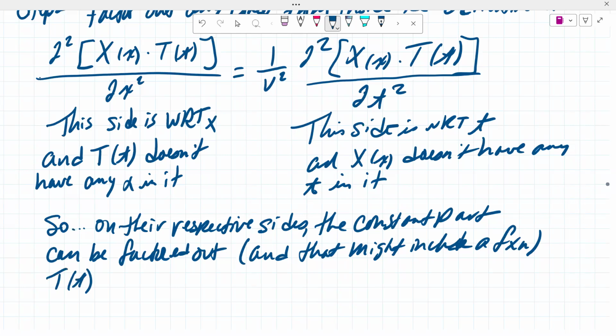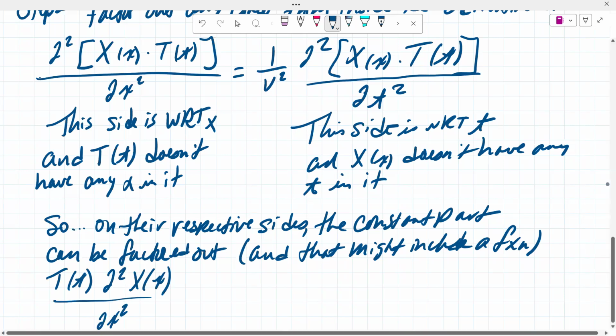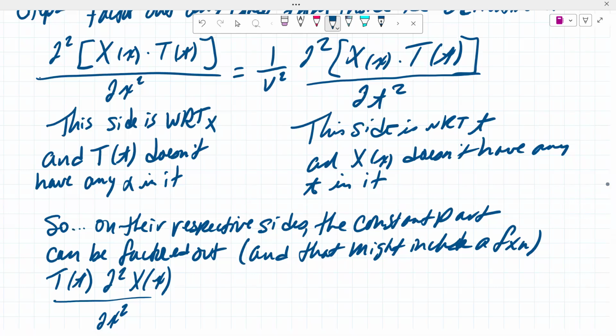And now I can take d squared X of x over dx squared. I'm just following along right from this line right up here, equals. Now I'm going to do the same thing from over here. This one does have some more normal looking constants. 1 over v squared should be recognizable as a constant. So just go ahead and pull that one along.